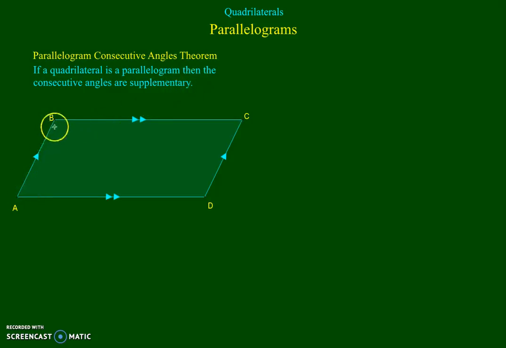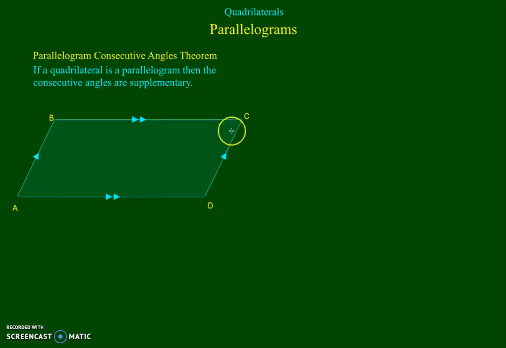So angle A and B are consecutive angles, and it's easy to see since these are two parallel lines. This AB is cut by a transversal. We know that the consecutive interior angles are supplementary. Also, we can see that AB is parallel to CD, and AD would then be a transversal, so angle A and D are consecutive interior angles, and they would be supplementary.